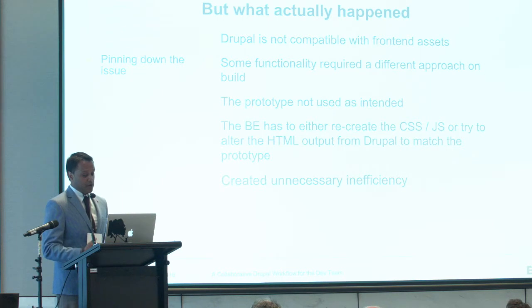The backend developer had to either rebuild the CSS and JavaScript, or alter the HTML output to match the styling and JavaScript. An unwanted outcome of this was unnecessary inefficiency, which created frictions within the team. As a matter of fact, that slowed down the whole project timeline when we got to the build stage.